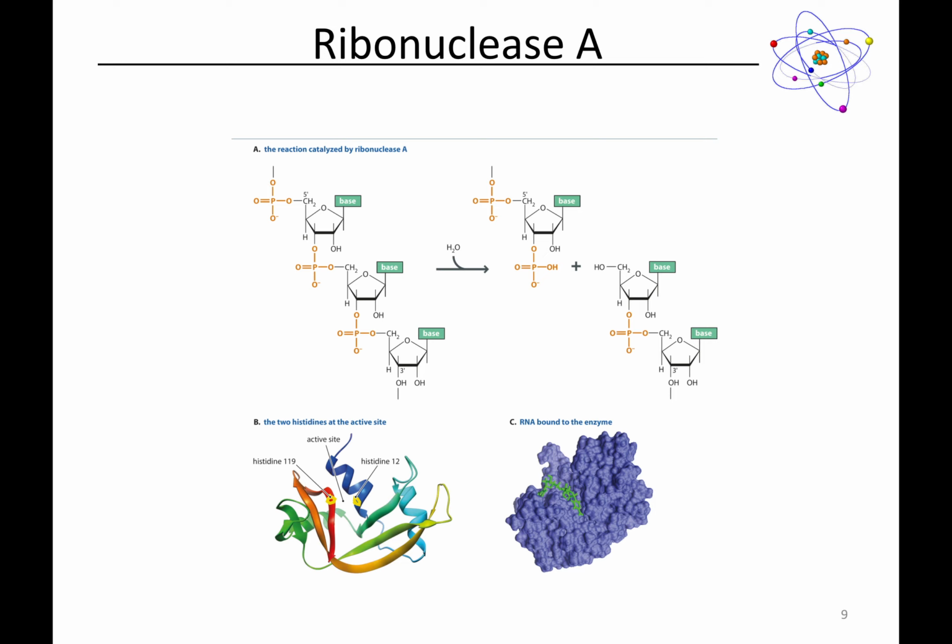So in this image, let's see if I can do this real well here. If this is the chain right here, then it would be cut right there between those 2 histidines. That's the active site. Those 2 histidines are incredibly important because they serve as a general acid and a general base.